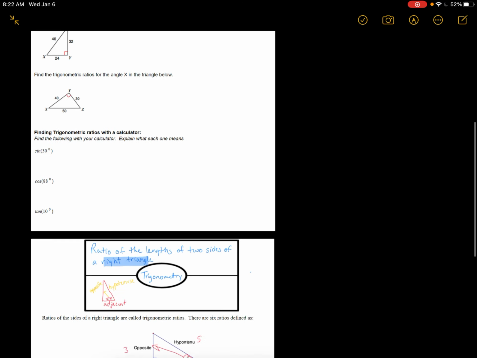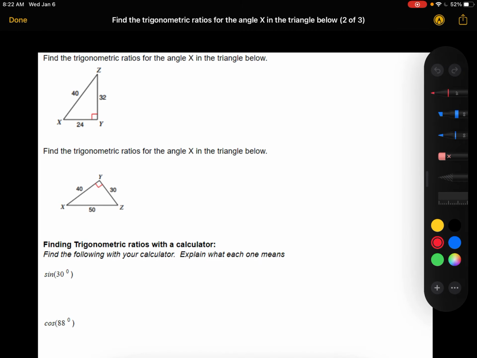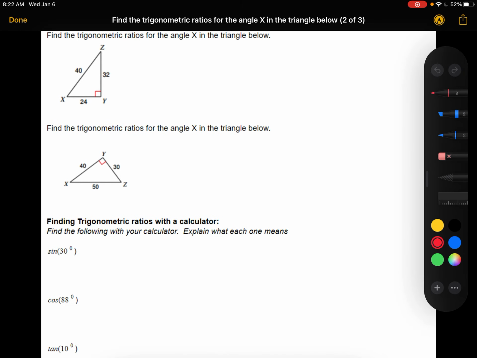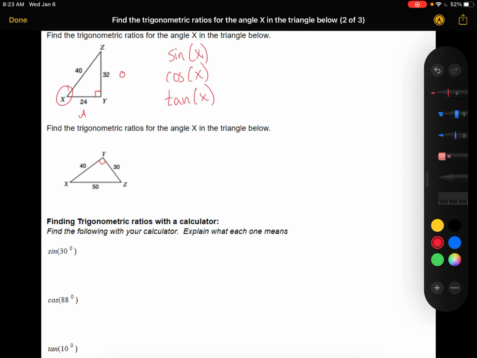All right, so let's go into some examples. For our first one here, they're asking us for all of the trig ratios for angle X. So angle X is right here, so we want to know what is the sine of X, what is the cosine of X, and finally, what is the tangent of X? Well, first let's label. 32 is our O, or our opposite. 24 is our A, or our adjacent. And 40 is our H value.